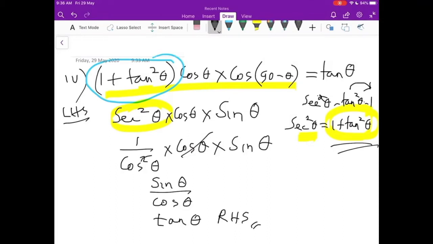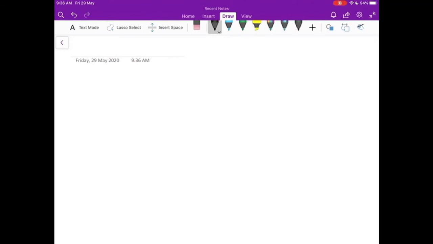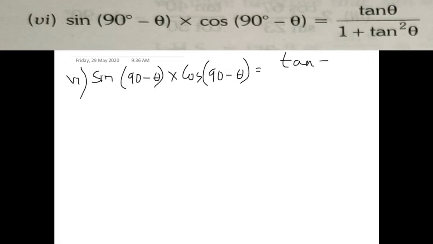So let me do 2 more questions from question number 5. Now let me go to question number 6. In question number 5.6, you are asked to prove that sine 90 minus theta into cos 90 minus theta is equal to tan theta over 1 plus tan square theta.